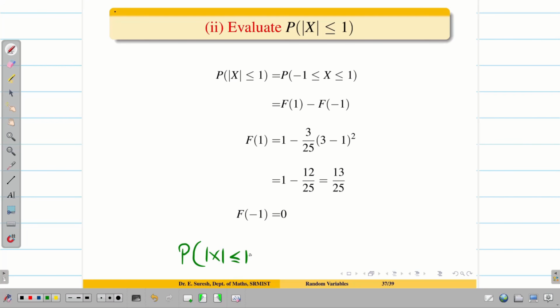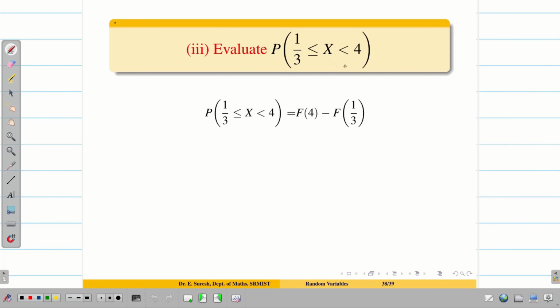Probability of mod x less than or equal to 1 is F of 1, that is 13 by 25, minus F of minus 1, that is 0. My answer is 13 by 25. Next, we have to find the probability of x lies between 1 by 3 to 4. That is capital F of 4 minus capital F of 1 by 3.